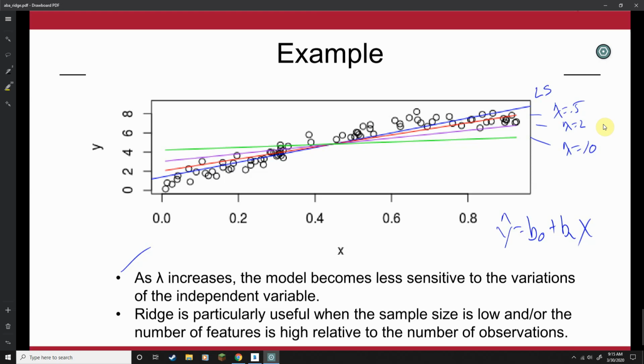So when do you use this? Ridge is particularly useful when the sample size is low, the x's are correlated, or the number of features is high relative to the number of observations. But it shouldn't be a scary idea. All it is is a different line.